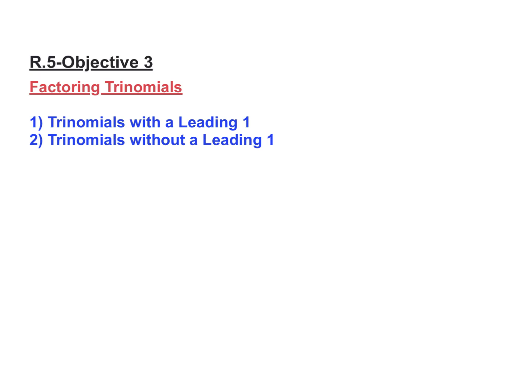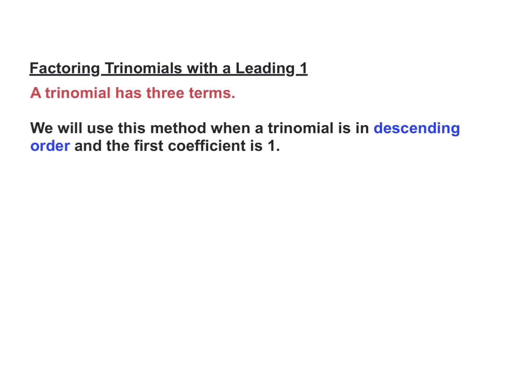Anyway, we'll start off with the easy ones, okay? That's the trinomial with a leading 1, just so we're clear about what we're talking about. When you have a trinomial in descending order, so it's got 3 terms, in descending order the first coefficient is 1. Descending order meaning, of course, that the powers go down from left to right.